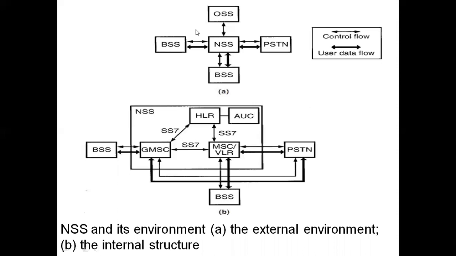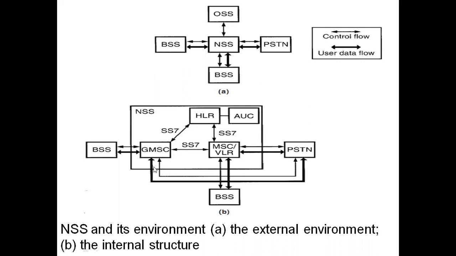So first one is the external environment of NSS. NSS mainly coordinates with other BSS, that is base station subsystem, and also PSTN. PSTN, we already know. So in order to communicate with GSM users, we are using NSS, and it also coordinates with other cell sites or other base station subsystems. And it also interacts with OSS. So this is the external environment.